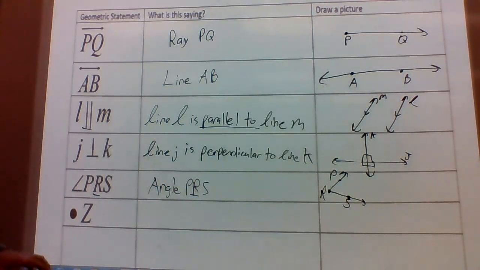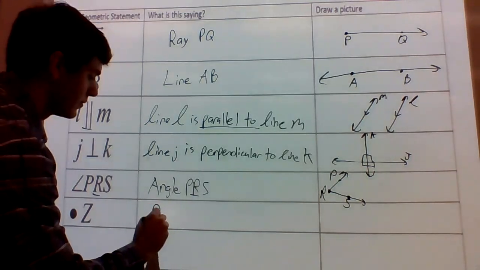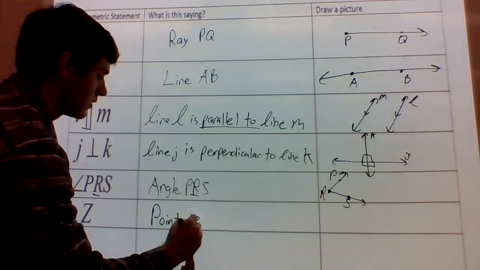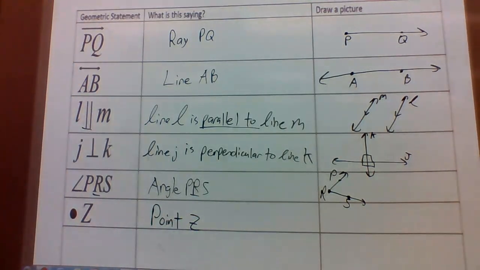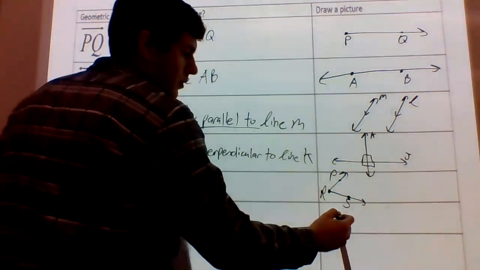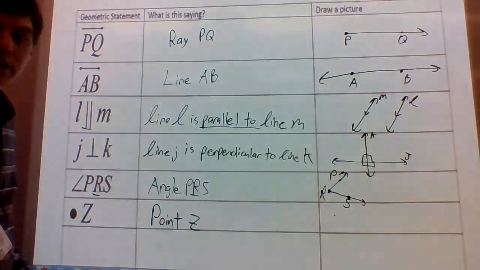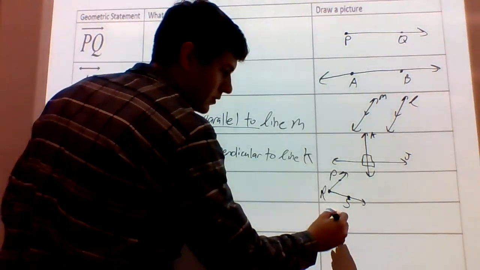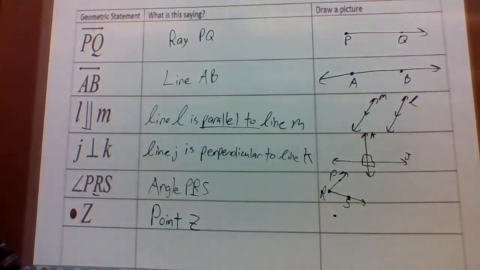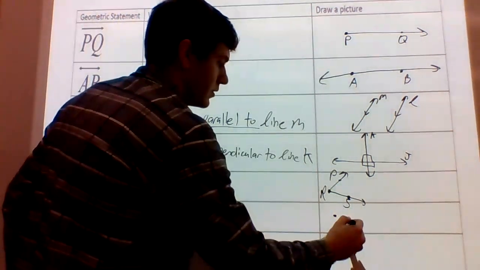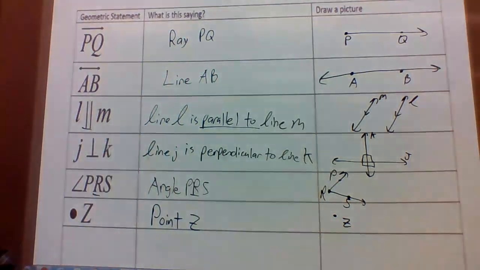This is a point, so this is point Z. How do we represent a point? We represent it with a dot. Probably not big enough for you to see, so make it a little bigger. There's a dot representing a point. And usually we would label it Z, because it's point Z.